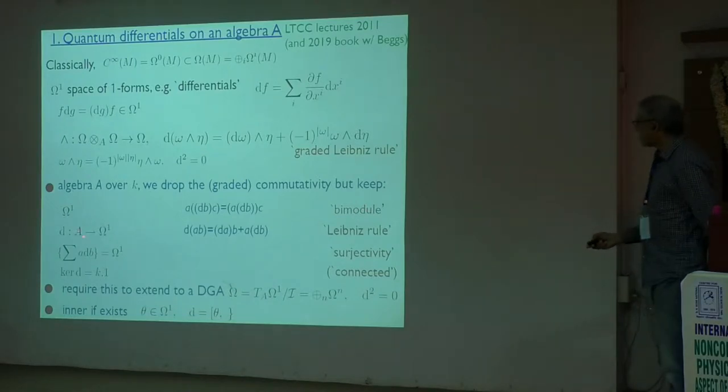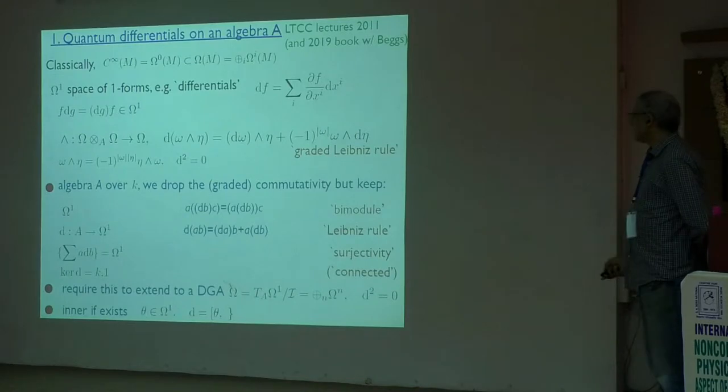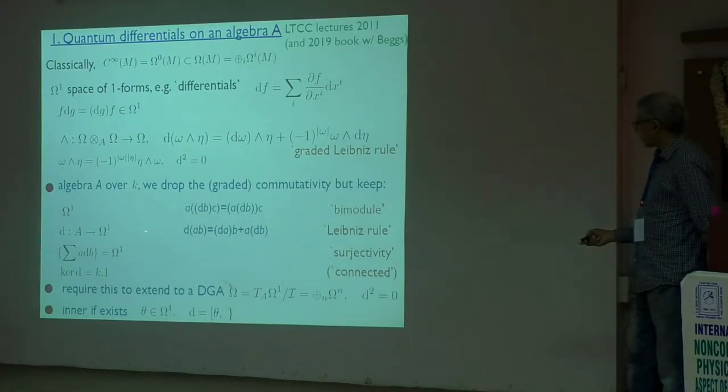Then we'll have the d operation, which turns a function into a one form, and this should obey the Leibniz rule. And notice here the product from the two sides. It only makes sense if you have a bimodule. You can force it, but it's not very natural. Omega 1 should be spanned by functions and differentials of functions.